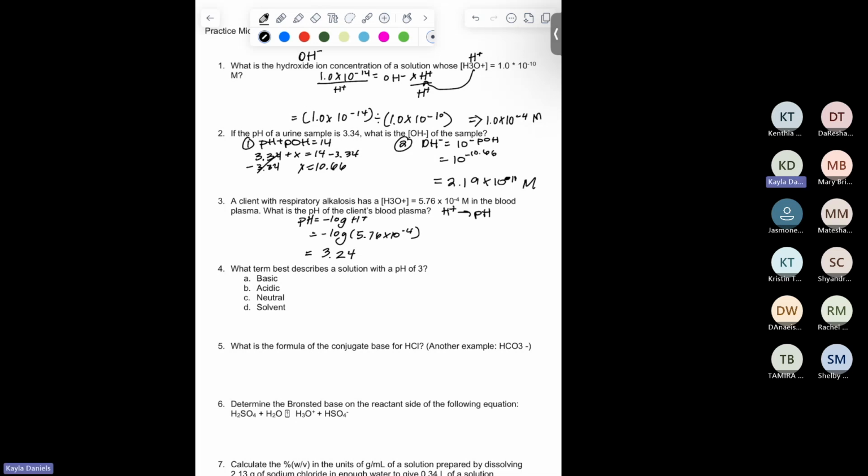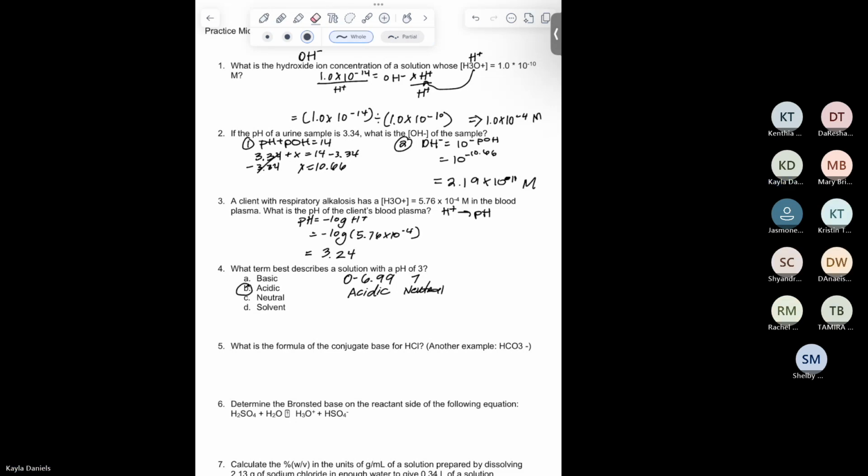Okay. 4, what term best describes a solution with a pH of 3? Acidic. Acidic, yay, somebody's talking. Okay, acidic, yep. So 0 to 6.99, acidic, 7 on the dot, neutral. I always write this wrong because 7.01 to 14, basic or alkaline, those are the same. Alkaline. I don't think I spelled that right.